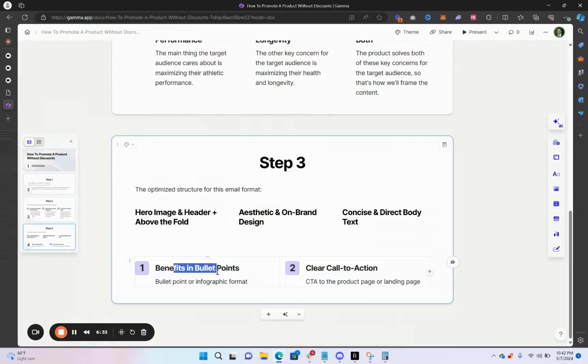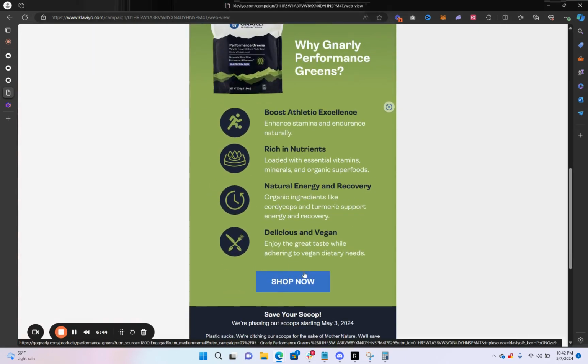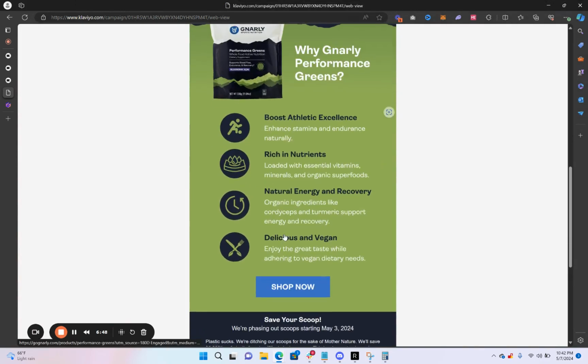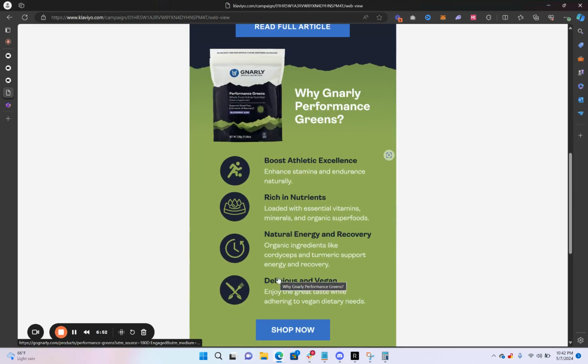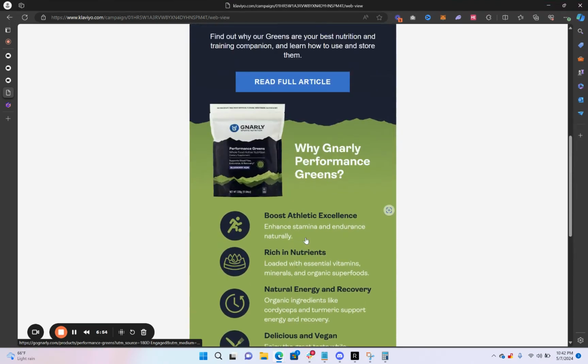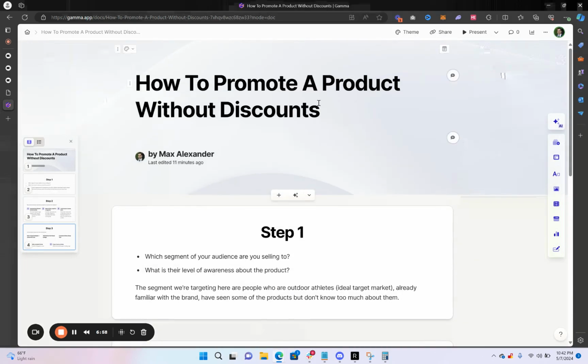Benefits and bullet points. That's the most digestible way for them to read it at a glance. And then a clear call to action here, which is shop now. It doesn't get more direct than that. By the time they've gotten here, they've already seen the value of the product, and a certain percentage of people are going to be ready to place their order. So that's how you make an optimized email, promoting a product without having to rely on discounts.